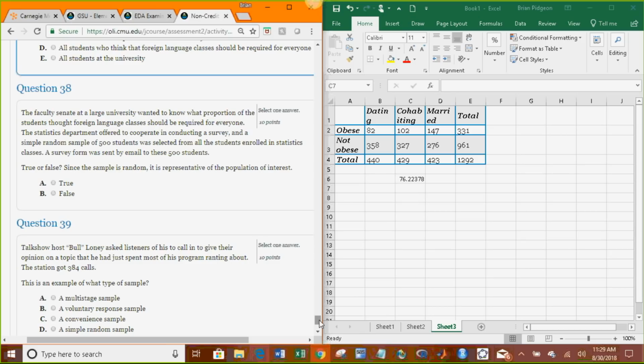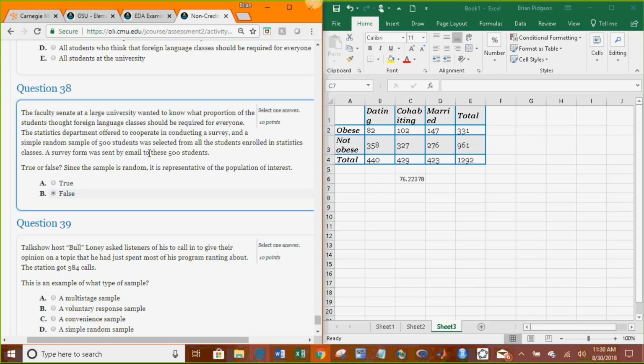The faculty senate at a large university wanted to know what proportion of these students thought foreign language classes should be required for everyone. The stat department offered to cooperate. A simple random sample of 500 students was selected from all students enrolled in stat. A survey form was sent by email to these 500 students. True or false? Since the sample is random, it is representative of the population of interest. In this case, it's no.